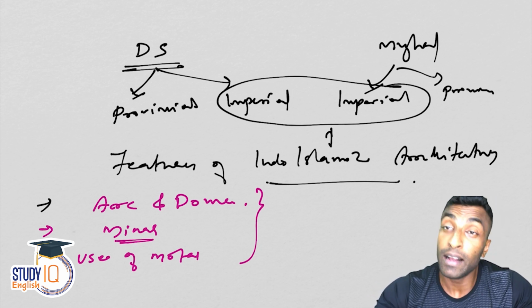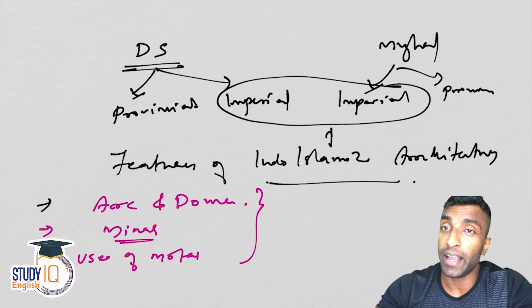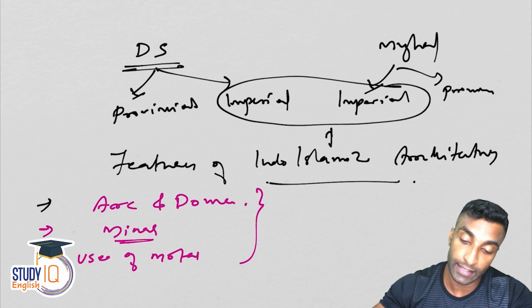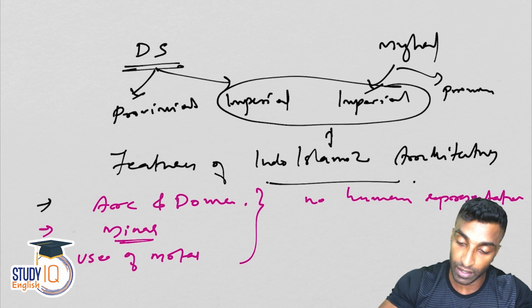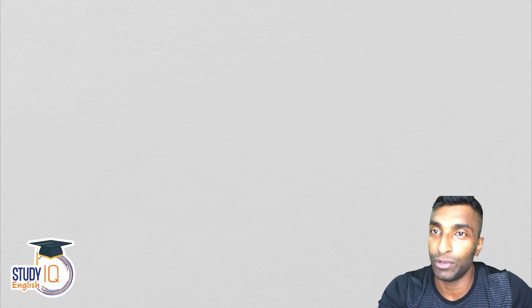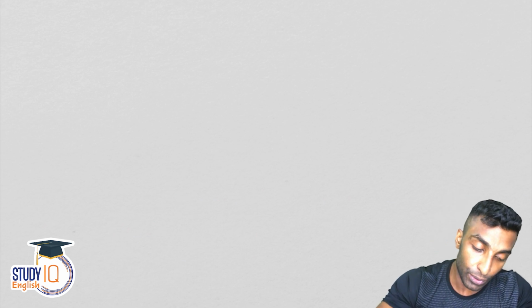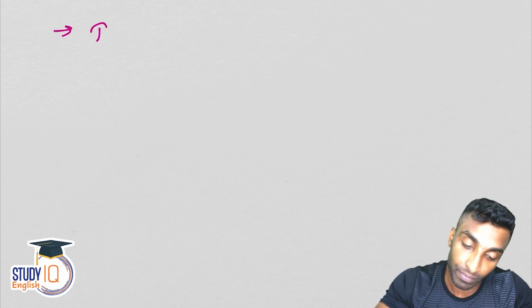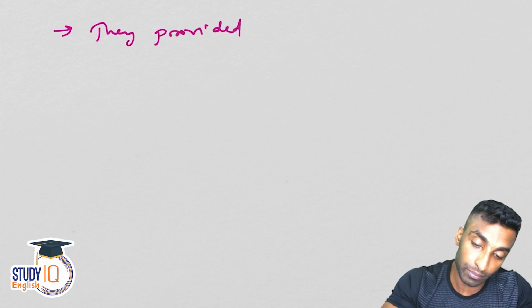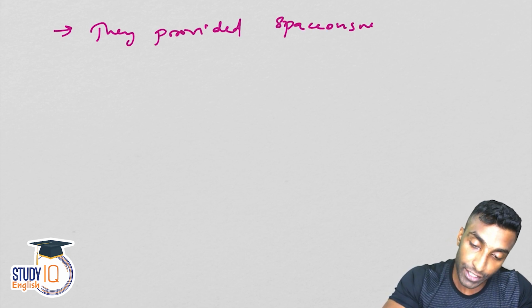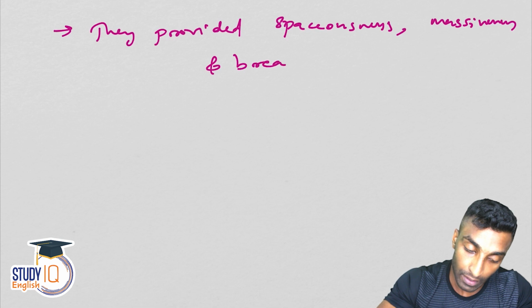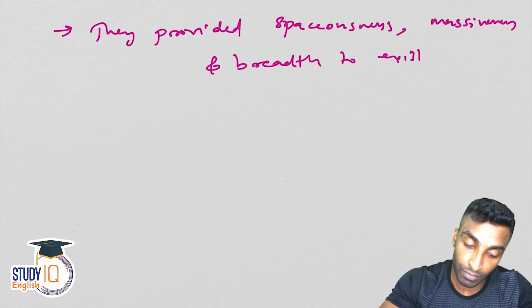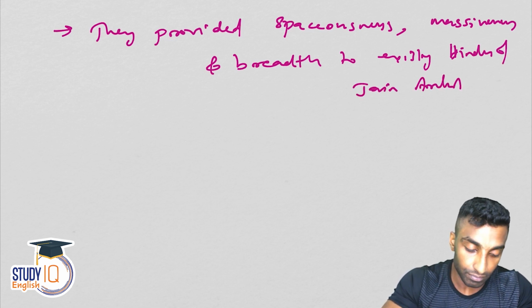Okay, and yeah, they avoided human representation. So they avoided human representation in their architectural setup. So no human representation. Now guys, next is slightly diplomatically I'm using some terms, and I'll explain that also. So they provided spaciousness, massiveness, and breadth to existing Hindu and Jain architecture.